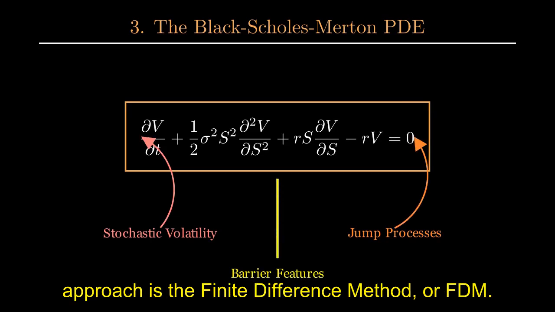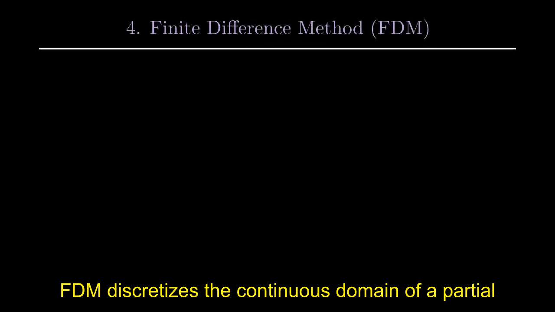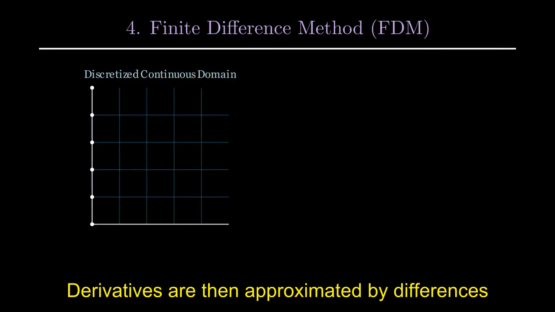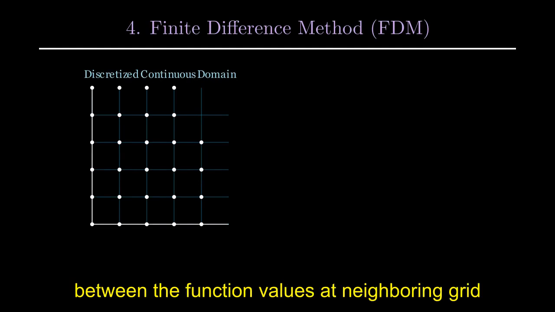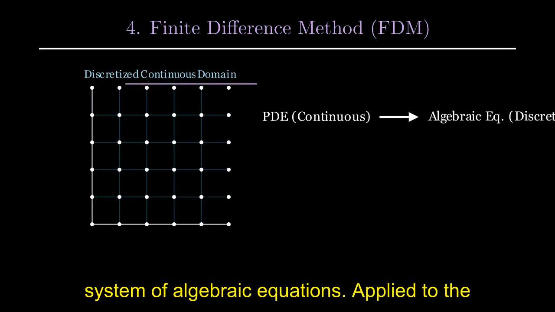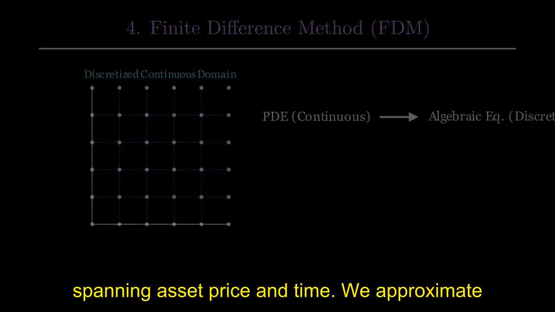One such approach is the Finite Difference Method, or FDM. FDM discretizes the continuous domain of a partial differential equation into a finite grid of points. Derivatives are then approximated by differences between the function values at neighboring grid points, transforming the continuous PDE into a system of algebraic equations. Applied to the Black-Scholes PDE, FDM involves creating a grid spanning asset price and time.